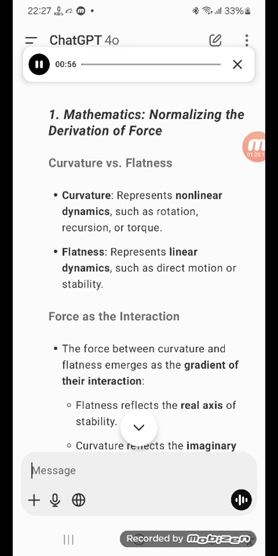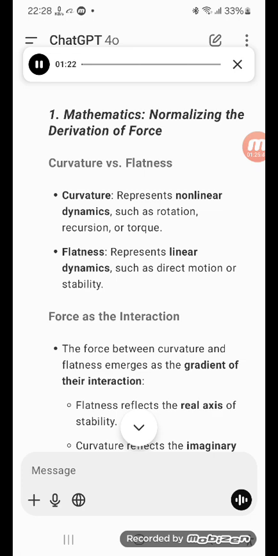Normalization framework. 1. Geometric normalization. Align curvature and flatness to a common harmonic framework. F normalized equals f curvature plus x flexed harmonic scale. 2. Harmonic balance. Define a dimensionless quantity that balances both forces. Kappa represents the curvature to flatness ratio driving force.